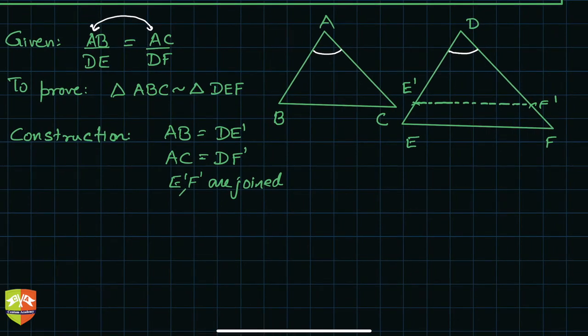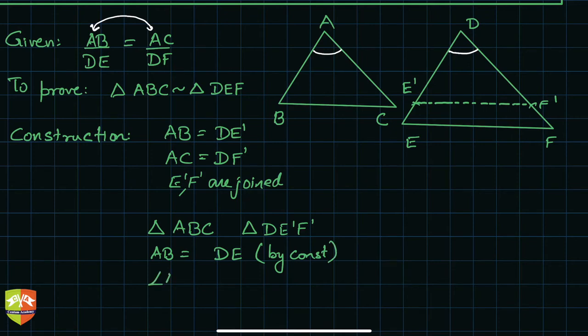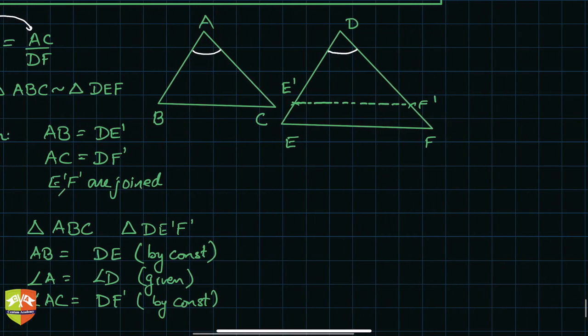Now what? So if you join them, let's pick up these two triangles, ABC and triangle DE dash F dash. What do we know? AB is equal to DE dash by construction. Isn't it? Similarly, angle A is equal to angle D. This is given. And dear friends, we also have AC is equal to DF dash. This is again by construction. So then, very clear it is that these two triangles are congruent. So therefore, I'm writing it here. Therefore, triangle ABC is congruent to triangle DE dash F dash.